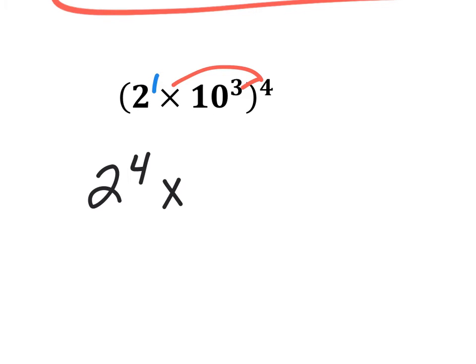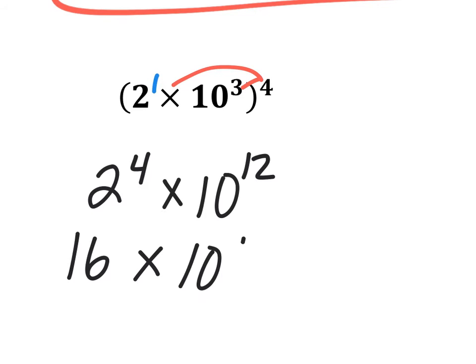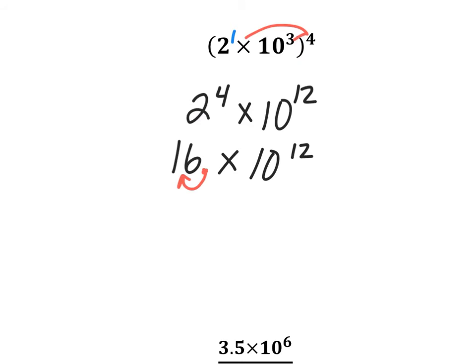2 to the 4th times 10 to the 12th. 2 to the 4th, don't type it in your calculator. 2 times 2 is 4, times 2 is 8, times 2 is 16. So 2 to the 4th is 16 because it's 2 multiplied 4 times. Is this in scientific notation? Nope. Definitely not. We have to take our decimal and move it to the left. And again, bump it up 1. 10 to the 13th.